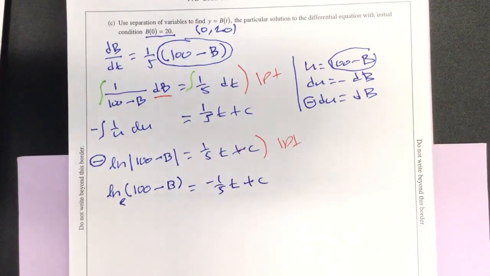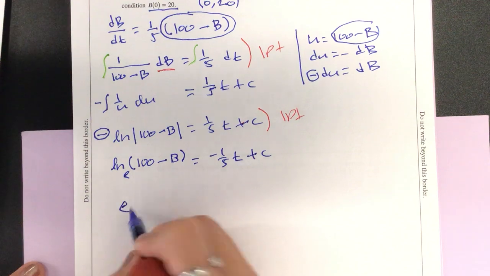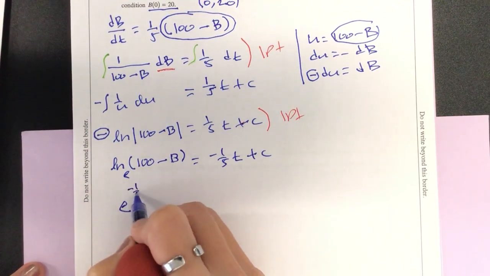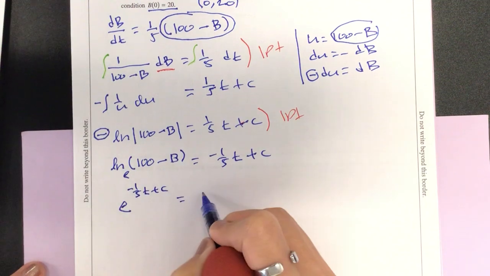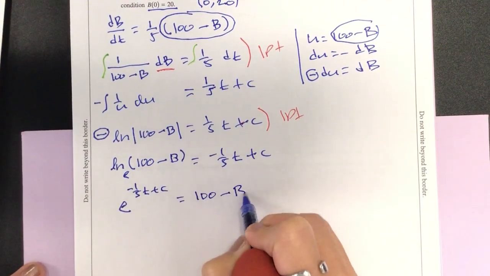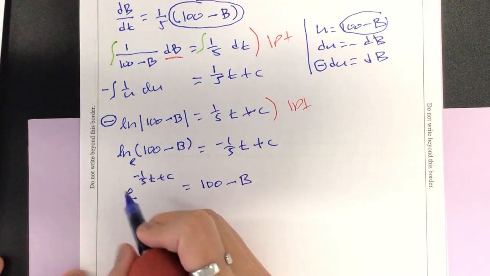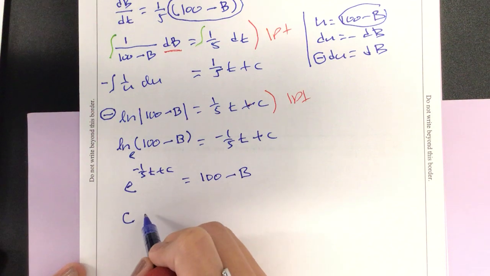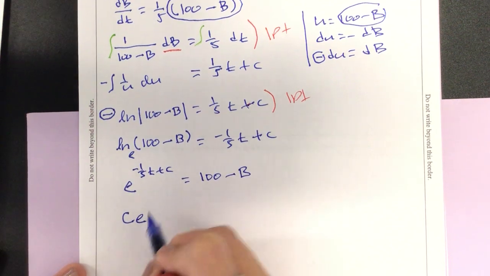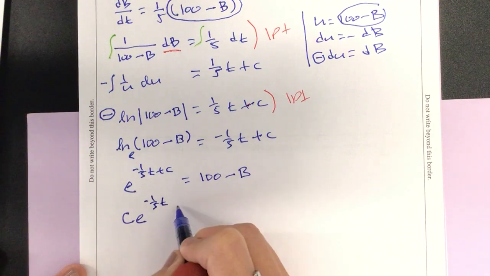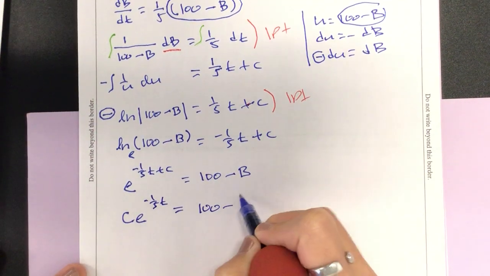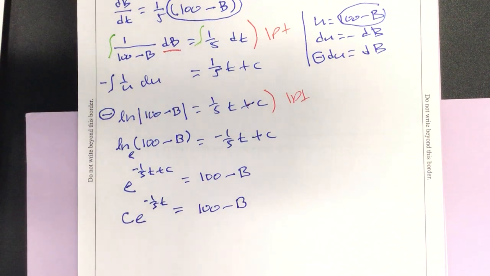Okay, y'all remember dropping and crossing? I'm going to drop the e, cross my right side, negative 1/5 t plus c is equal to the argument 100 minus B. And that's why I got rid of the absolute value, because I knew it was going to disappear anyways. And then when I simplify this, c is our constant, e to the constant is another constant. So C times e to the power of negative 1/5 t is equal to 100 minus B. And now let's make B by itself. Do I need to make B by itself? Yeah, let's make B by itself.